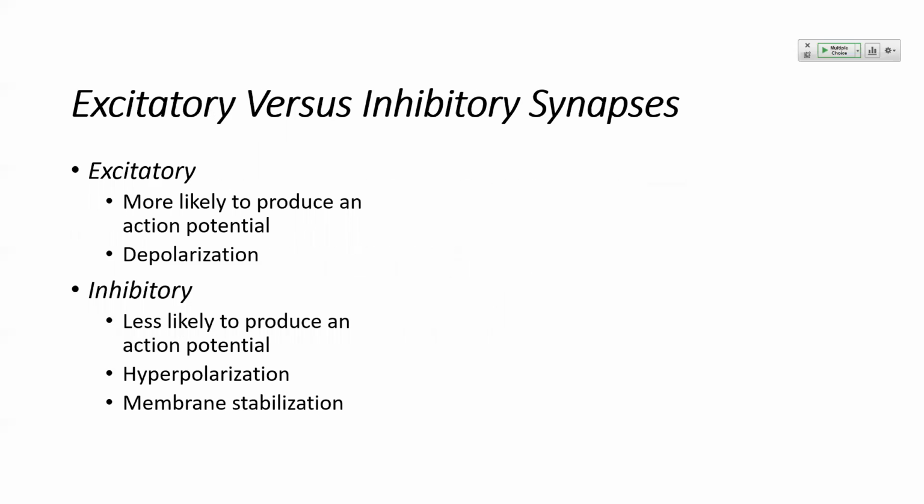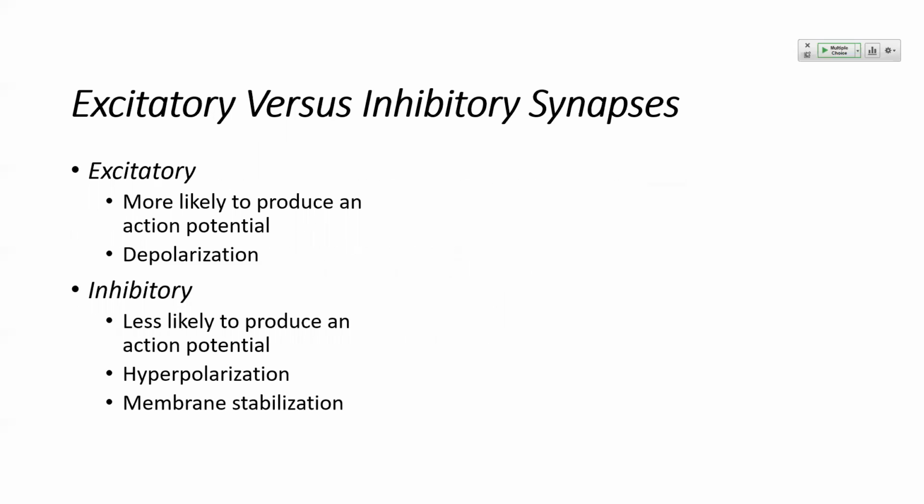Now, an excitatory synaptic event is going to be more likely to produce an action potential simply because it's going to get us closer to threshold, right? It's going to get us closer to that -55 membrane potential, which is our all or nothing threshold to fire an action potential. So if we got a positive membrane potential change, we're more likely to get an action potential.